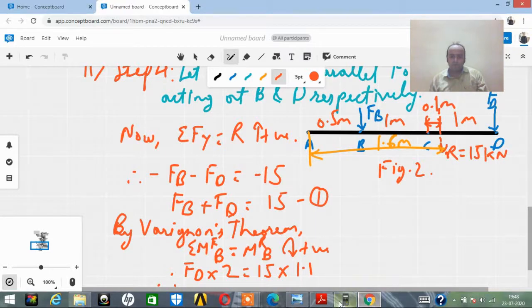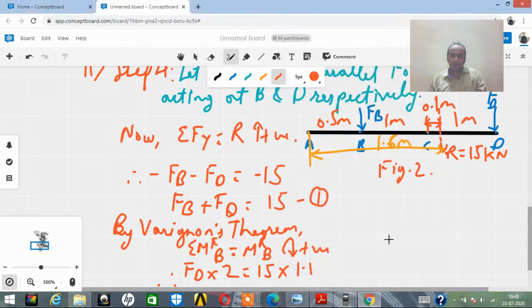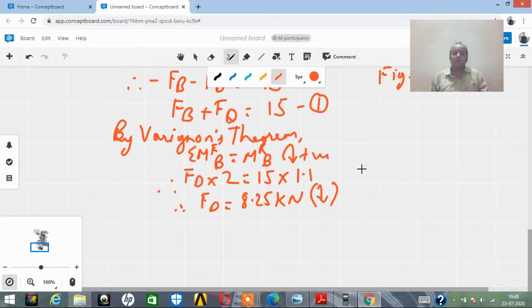So now if you can see, I'll be taking the value over here, and it will be 15 into 1.1 divided by 2. So the answer is 8.25 kilonewton, and that is of course positive. So I'll be taking it over here. Therefore FD is equal to 8.25 kilonewton, and of course it will be acting in downward sense. Why, friends? Because the value we got is positive, and we got it as per our assumption.